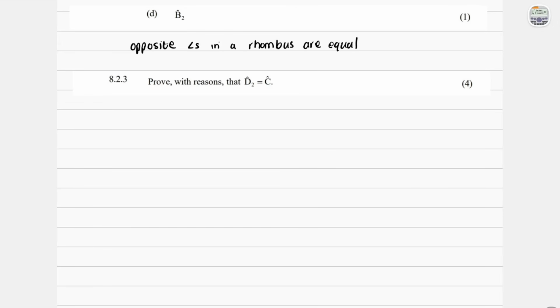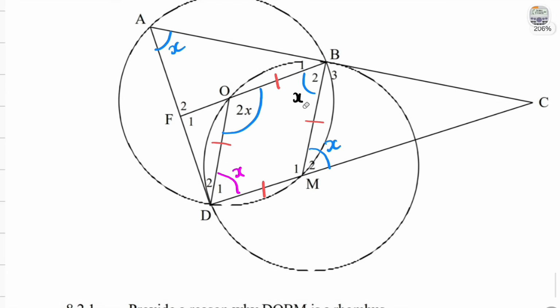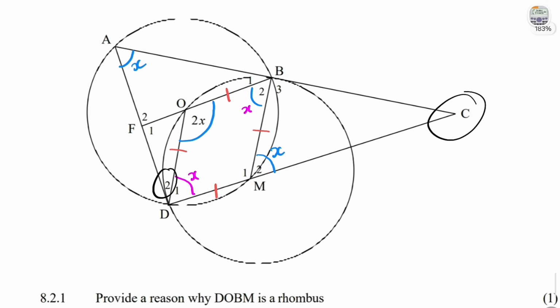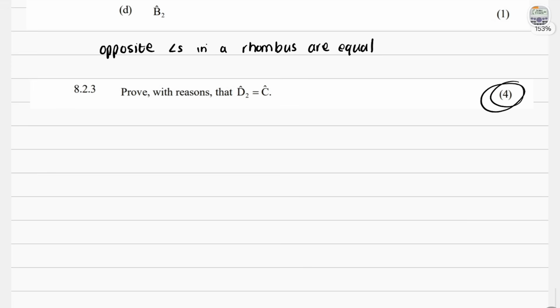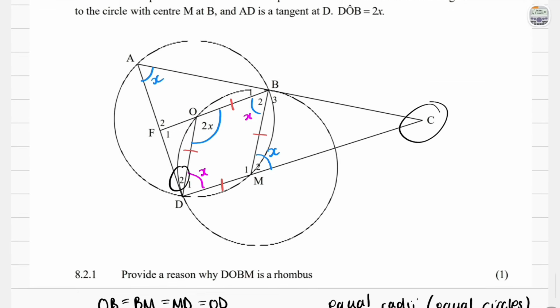Question 8.2.3 says, prove with reasons that angle D2 is equal to angle C. So show why angle D2 is equal to angle C. This seems like one of those questions where you have to move from angle D2, find out what that's equal to and what that's equal to, and eventually it will lead to angle C. Let's see how many marks this is for. It's for 4 marks, so it's probably a 3 or 2-step process. Let's see how we can get to it.